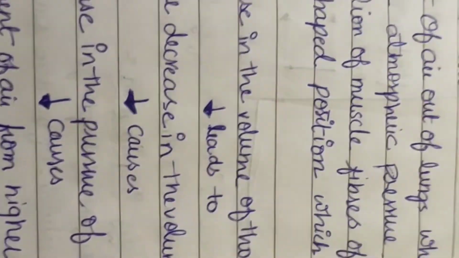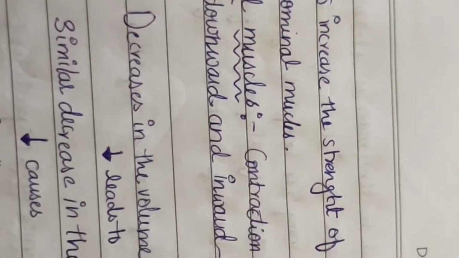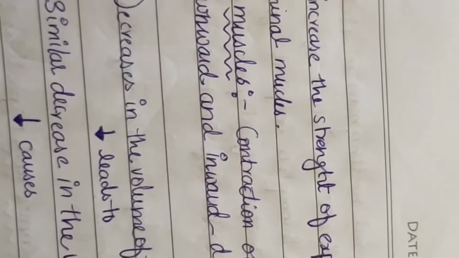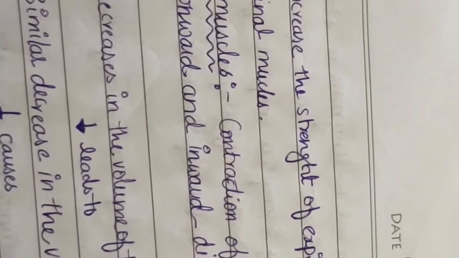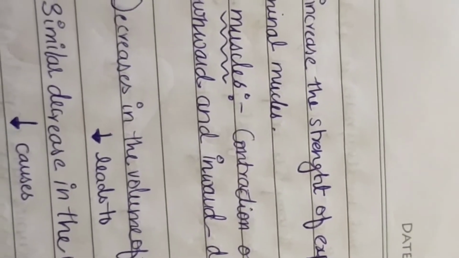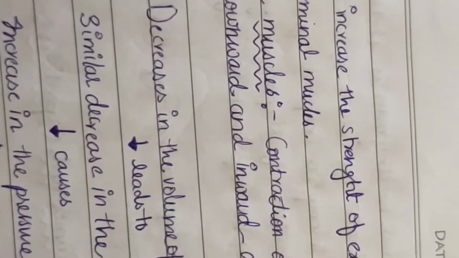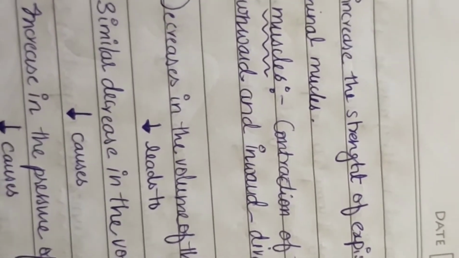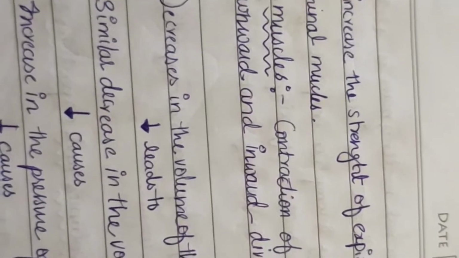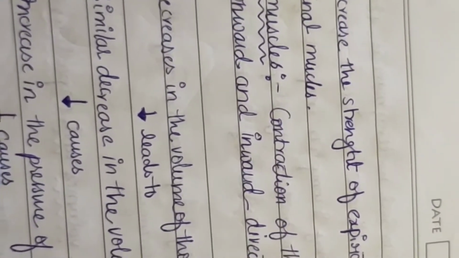Now, forceful expiration: we have the ability to increase the strength of expiration by contraction of internal intercostal and abdominal muscles. First is the internal intercostal muscles. Here contraction of these muscles leads to the pulling of ribs in a downward and inward direction, decreasing the volume of the thoracic cavity.